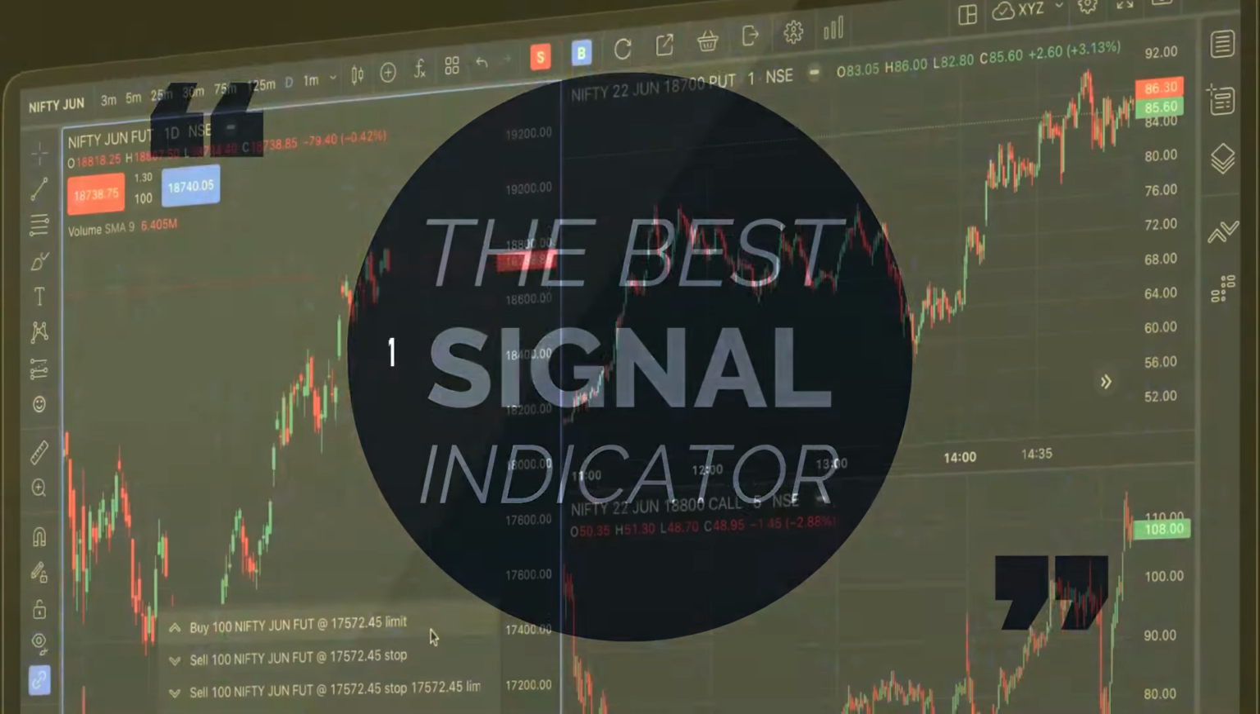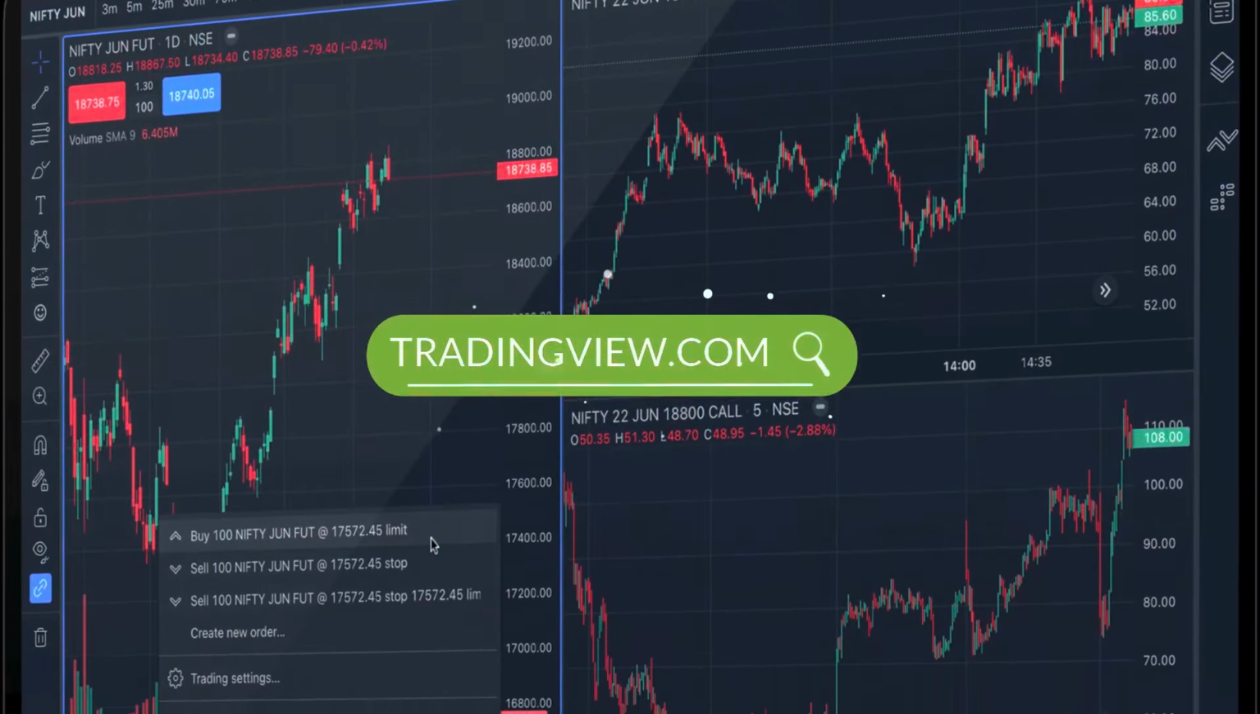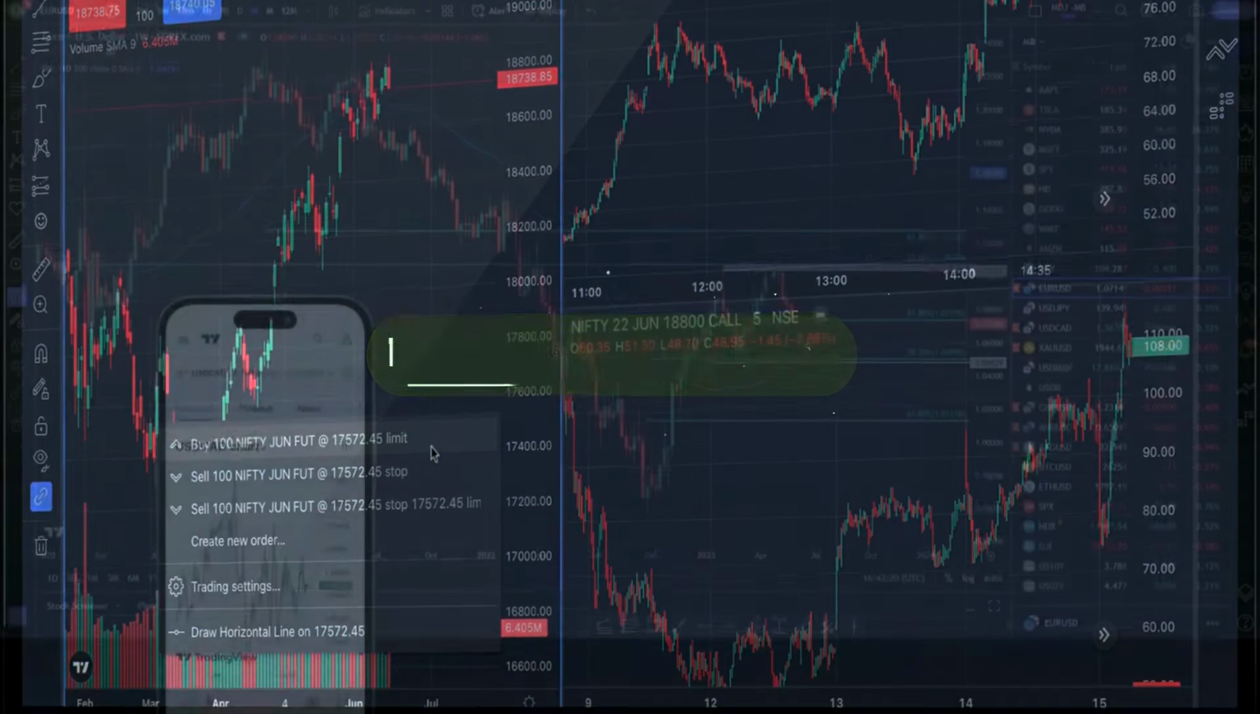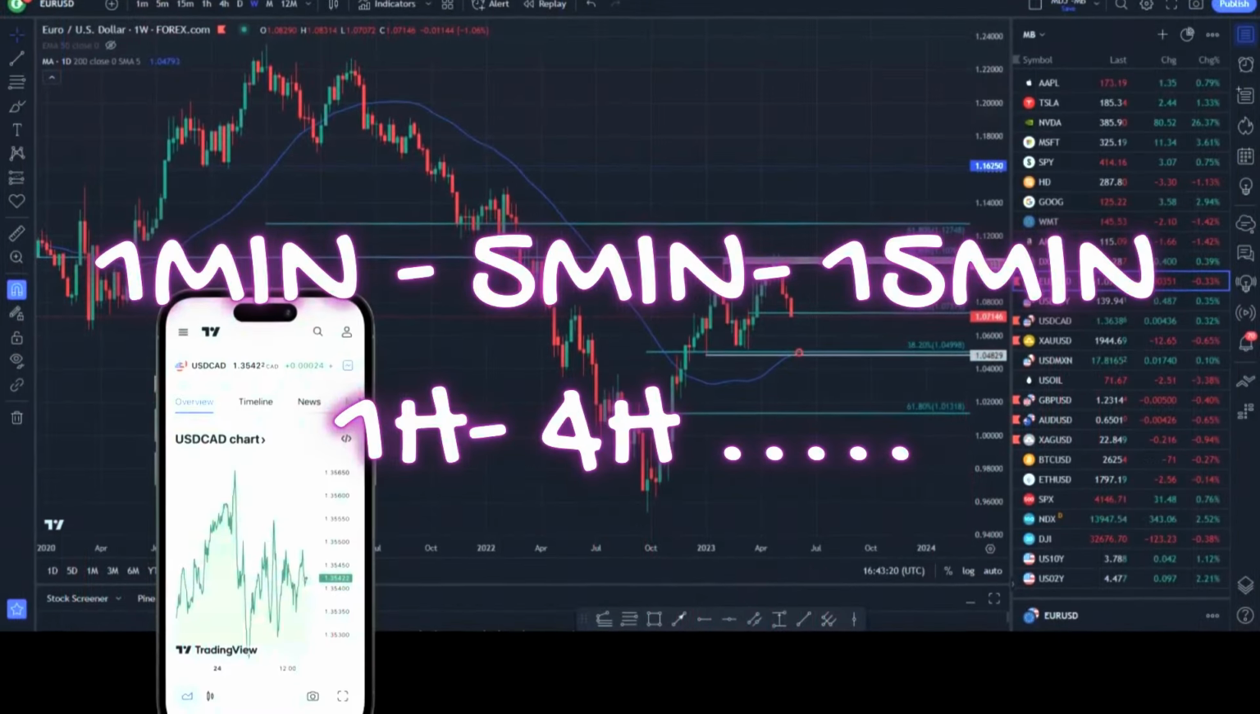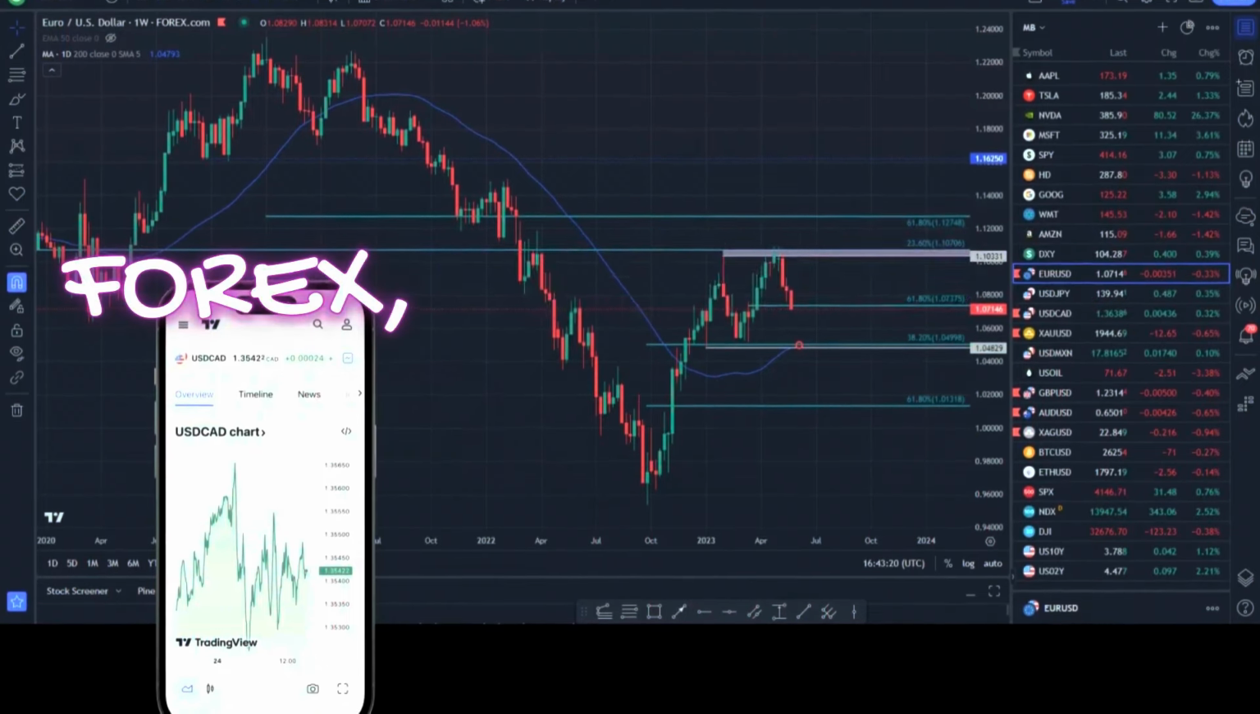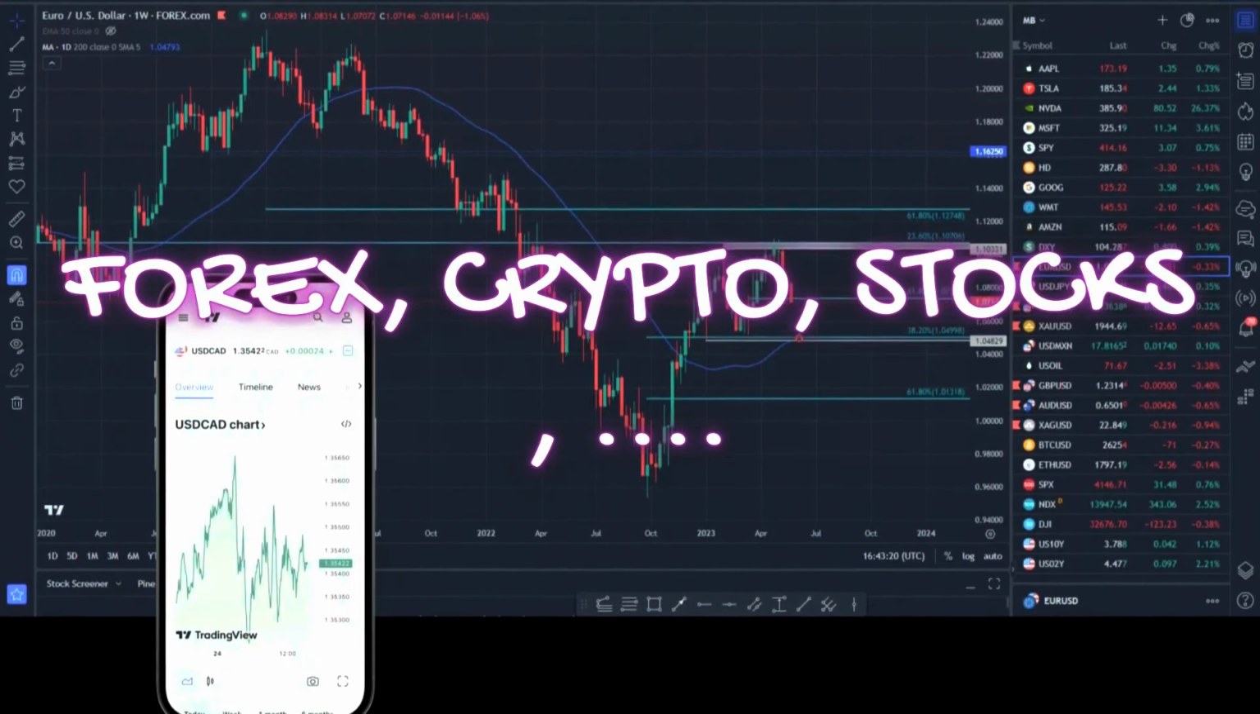So, first, fire up your TradingView platform. It doesn't matter what chart or time frame you choose. The key is to get things set up and ready to go.